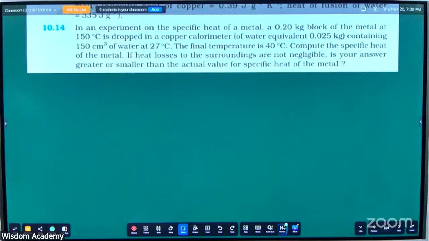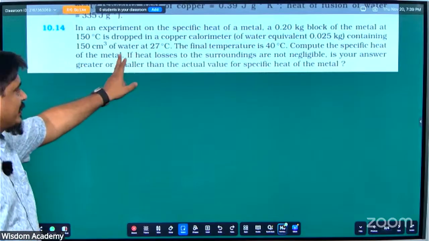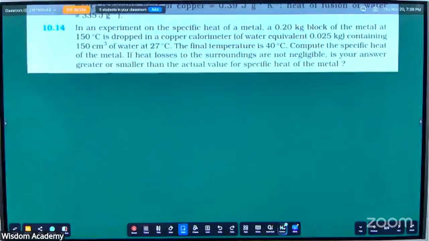In an experiment on the specific heat of a metal, 0.2 kg block of metal at 150 degrees Celsius is dropped in a copper calorimeter of water equivalent 0.05. I'll tell you what is the meaning of that. Containing 150 centimeter cube of water at 27 degrees Celsius. Oh my God, you will have problem. Compute the specific heat of the metal. If heat losses to the surrounding are not negligible, is your answer greater or smaller than the actual value of specific heat of metal?